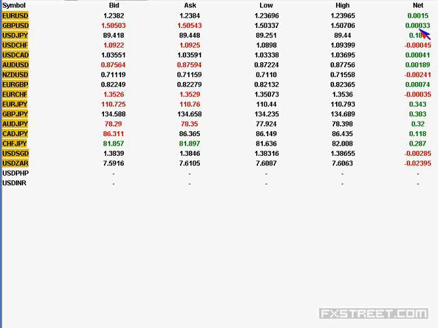Then in the case of GBP, 1.5050, 1.5054 are the current levels. 1.5033 is the low. 1.5070 is the high. The net change is 3 pips positive. Probably about 30 minutes back, you would have seen a nominal negative net change in the case of GBP, and it came closer to the low, 1.5033, and without cutting the low, it has firmed up.